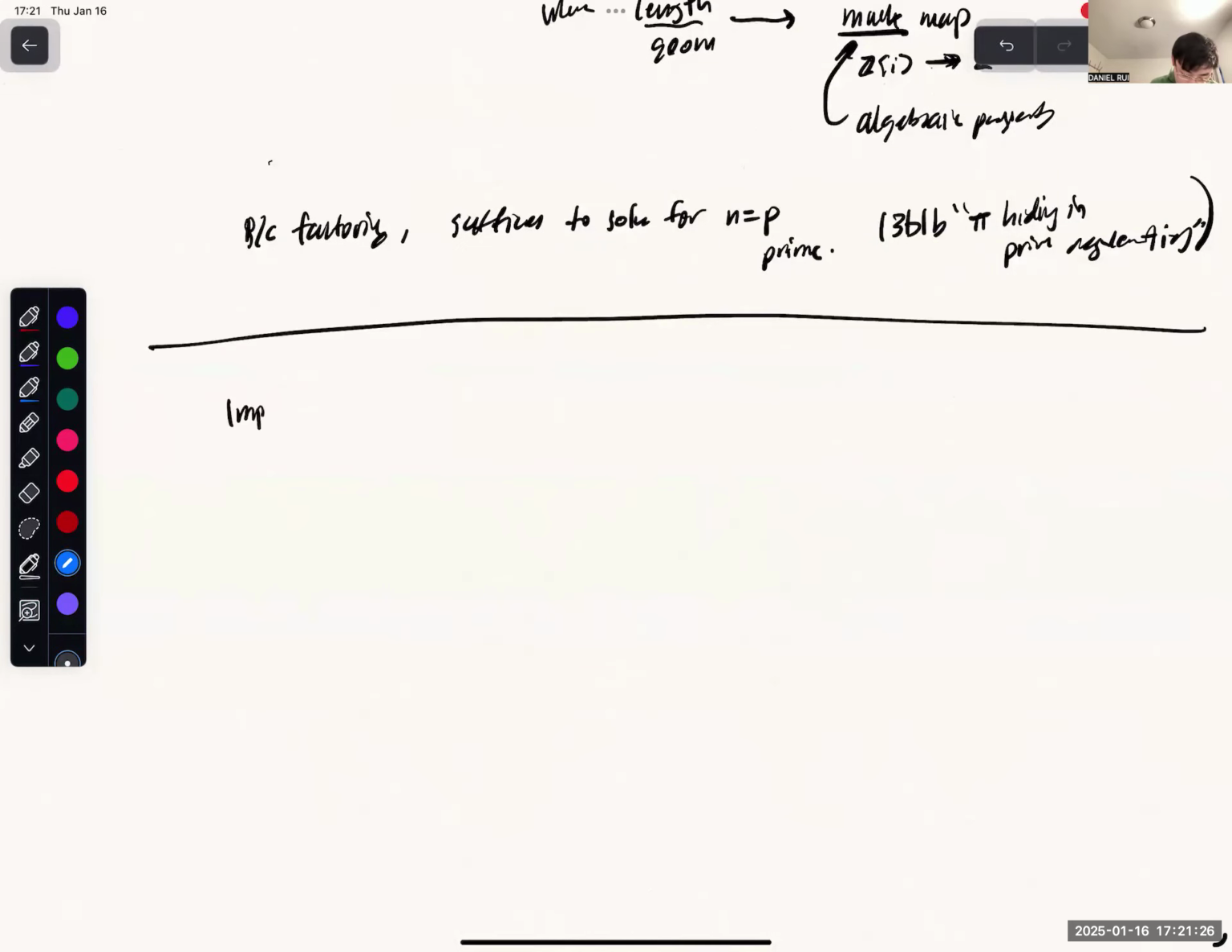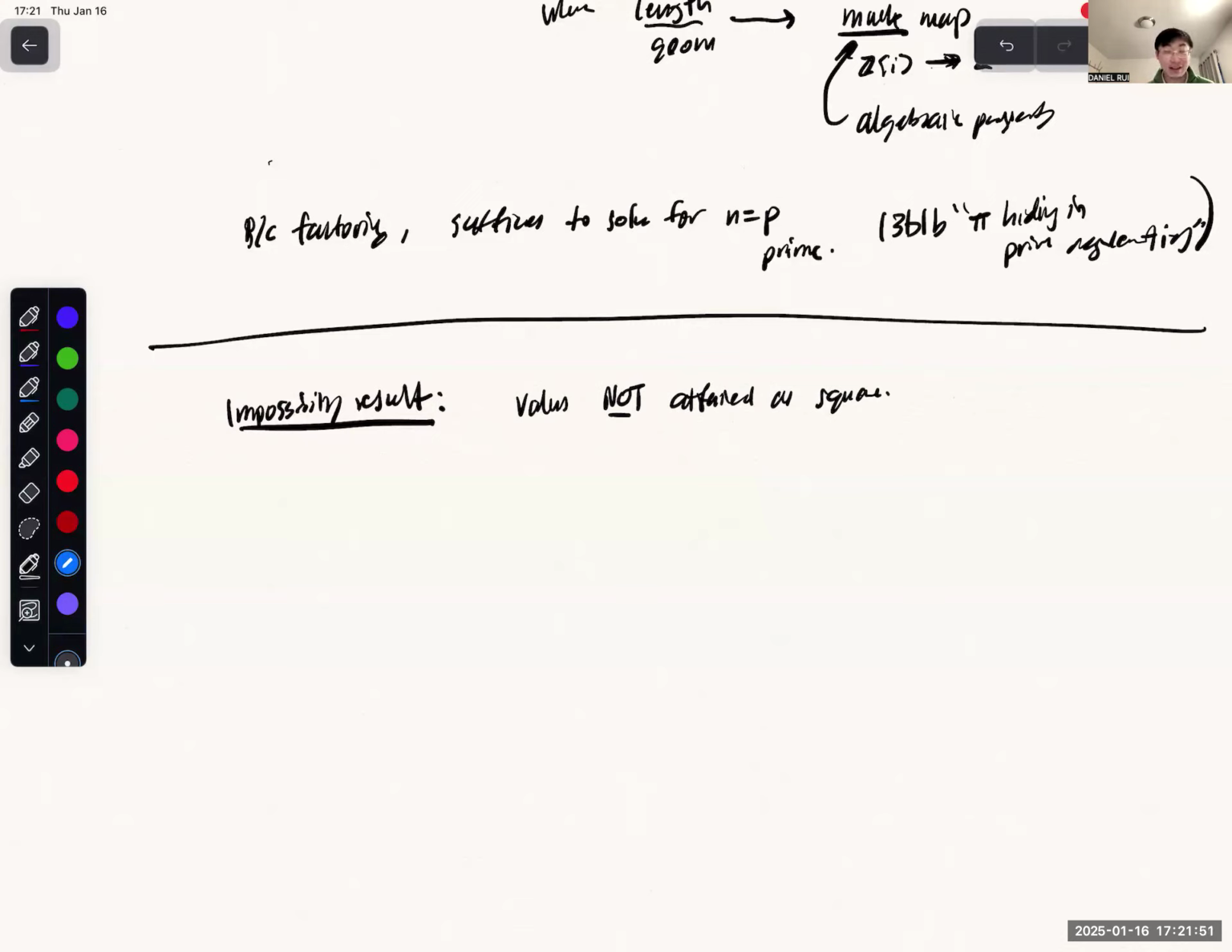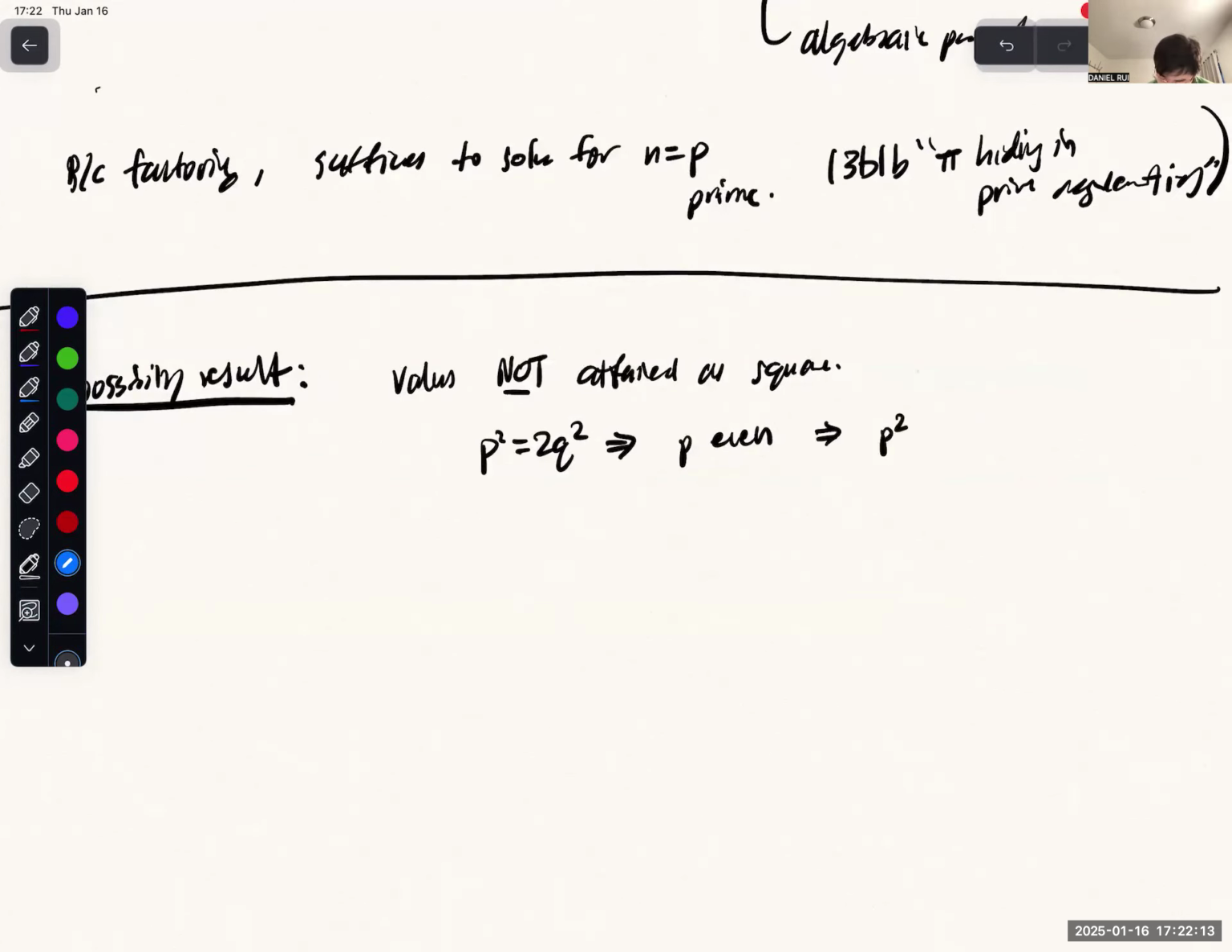Let us first do an impossibility result. And the key observation here is, let's think about what values we cannot get with a single square. So what values are not attained as a square? Recall from perhaps one of the first proofs you learned, in fact, one of the earliest proofs in math history, that the square root of 2 is irrational. What does this use? It uses that p squared equals 2q squared implies that actually p must be even. And so p squared is actually equal to 4 times some other number.